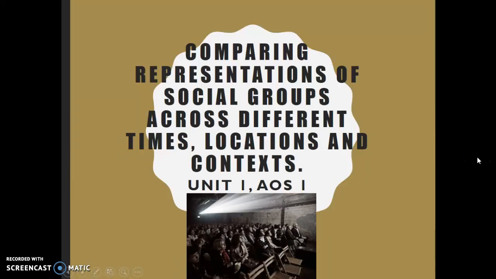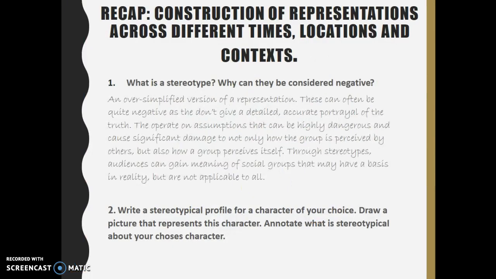Alright, so welcome back to lesson 3. Today we're going to be comparing representations of social groups across different times, locations and contexts. We'll be mostly focusing on representations of gender, so male and female, throughout the media. Okay, first thing is we're going to be recapping on the construction of representations.